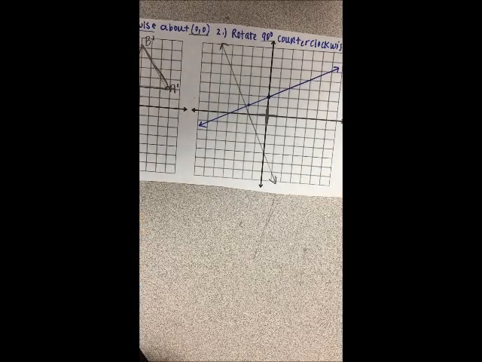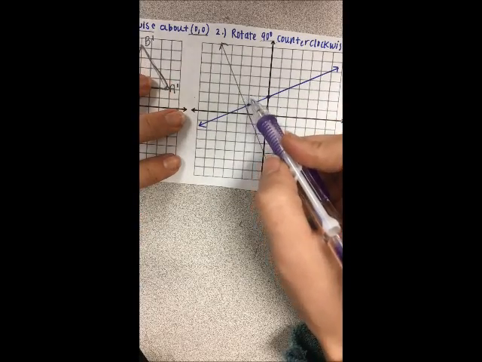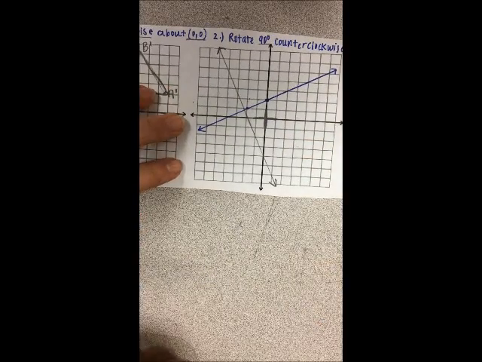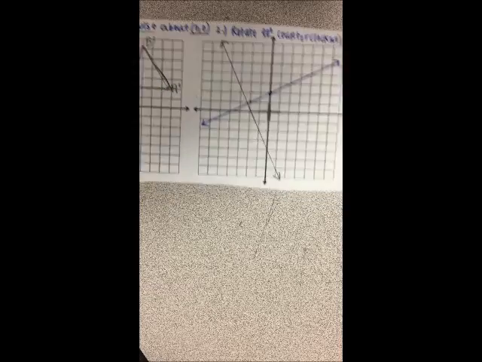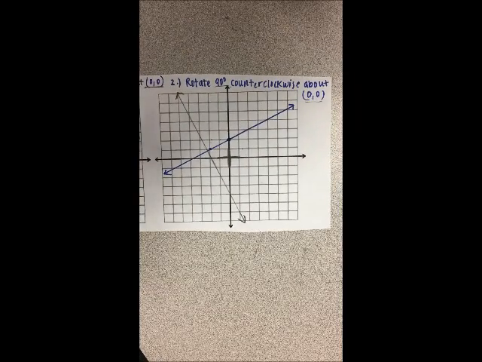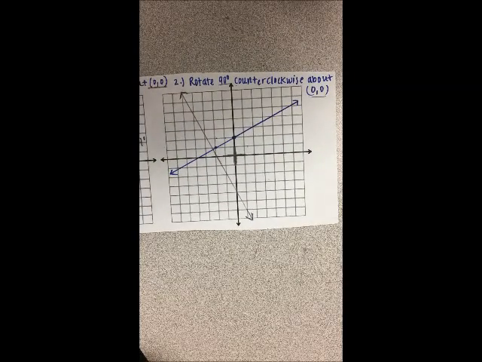And you can tell that it was rotated 90 degrees because these look perpendicular. And if you measured them, I'm sure it would also be 90 degrees. Okay, hope this helps.